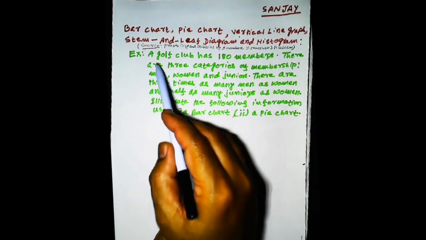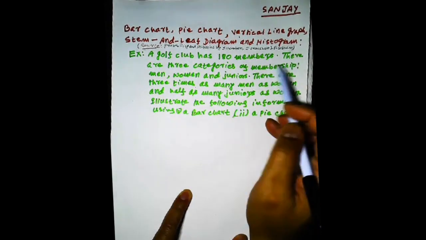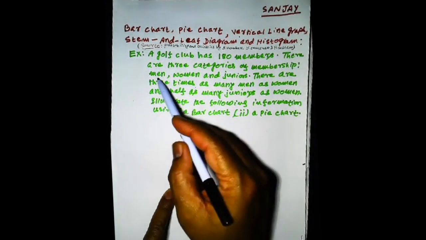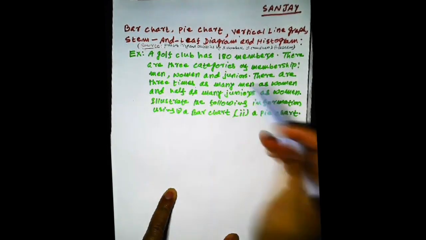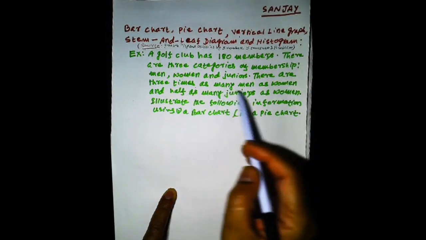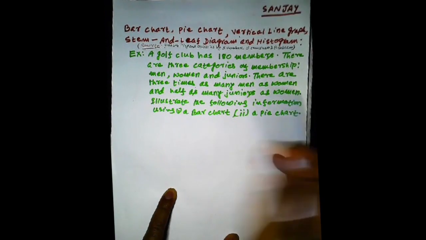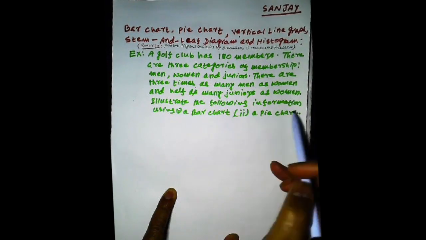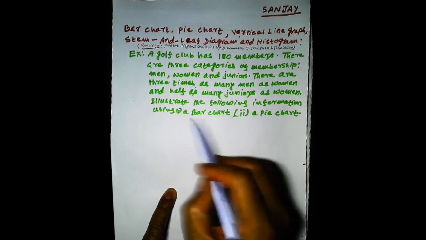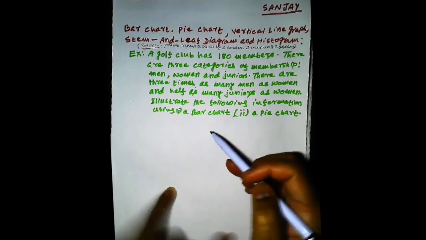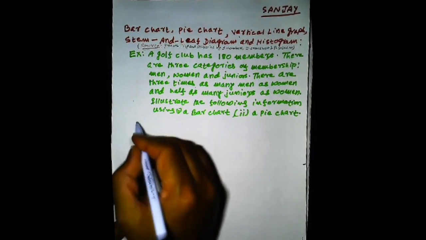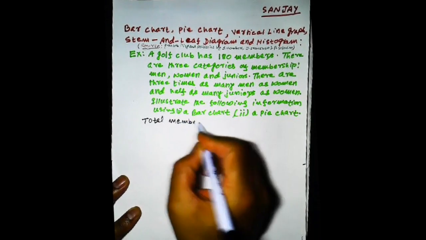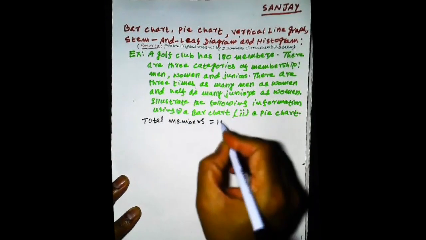This example says that a golf club has 180 members. There are three categories of membership. The categories are men, women, and juniors. There are three times as many men as women and half as many juniors as women. Illustrate the following information using a bar chart and a pie chart. So here we are given the total number of members, which is 180.